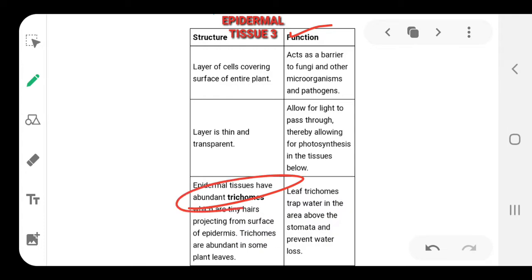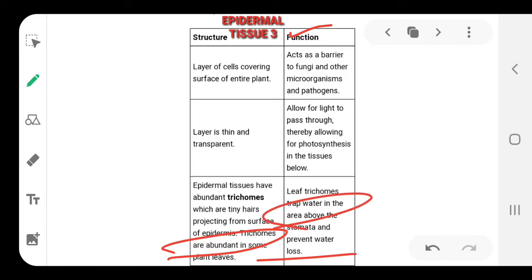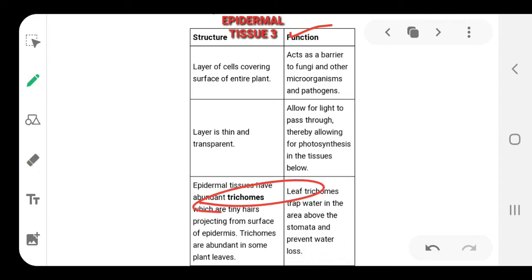Then the epidermal tissue has an abundant structure called trichomes, and you might have seen these in the first slide shown here. These trichomes are hairy structures projecting from the surface of the epidermis, and they are abundant on the leaf surface, on plant leaves, and the leaf trichomes trap water in the area above the stomata and prevent water loss. Sometimes in examinations we ask you to state the function of trichomes and where they are available. So, again write them down as you see the slides, after pausing when you want to write the whole illustration.